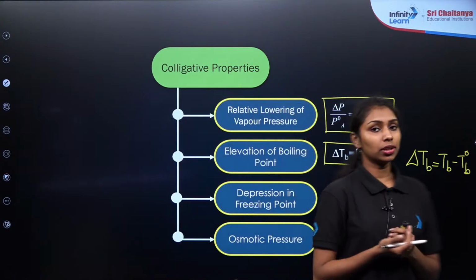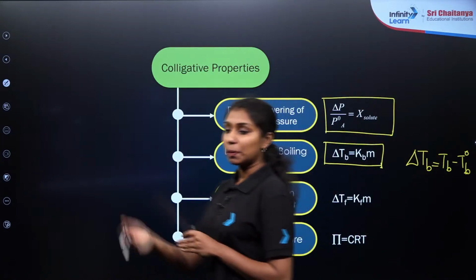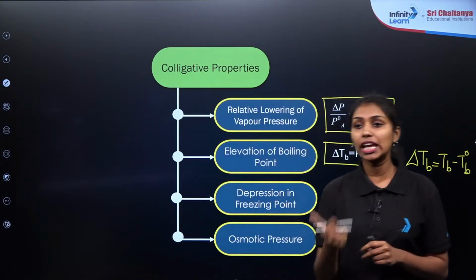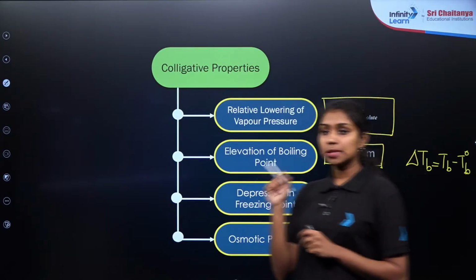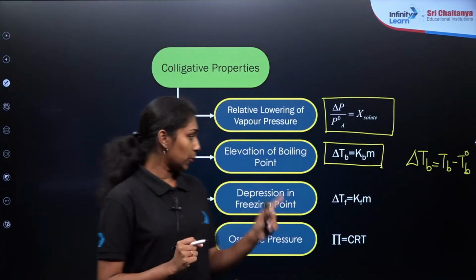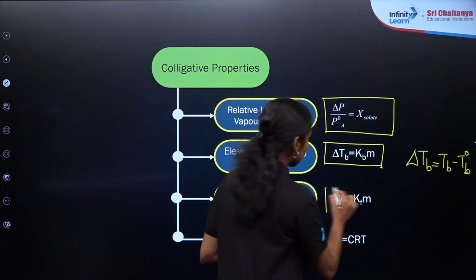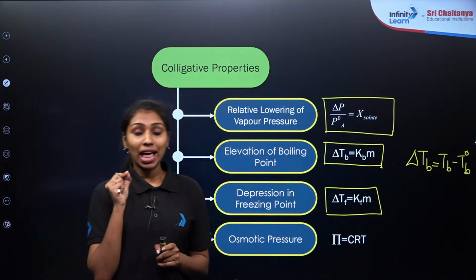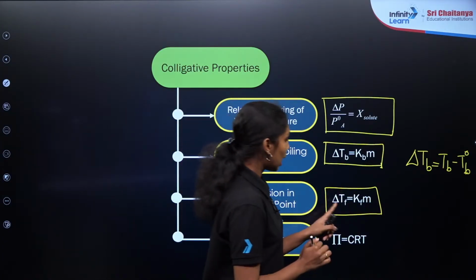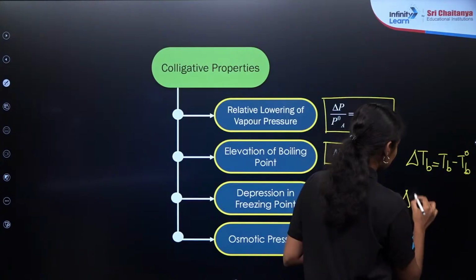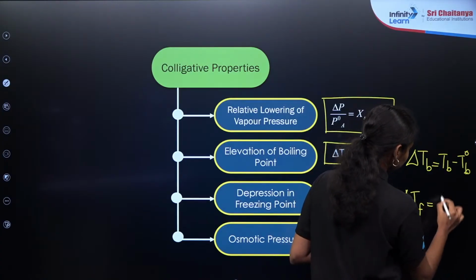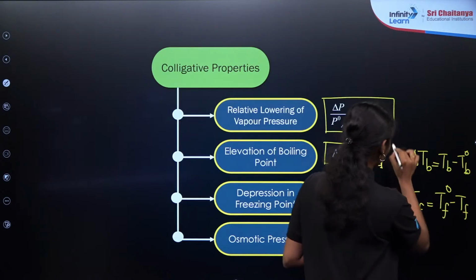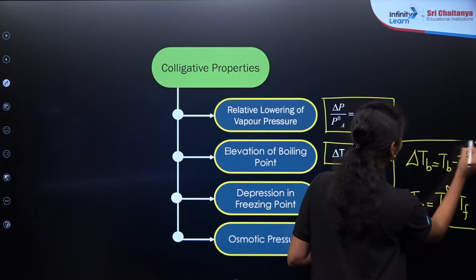Depression in freezing point. Vapor pressure decreases, so the freezing point also decreases. The name suggests the depression in freezing point of the solution. Similarly, it is also proportional to the molality of the solution. So we can give it as delta Tf, that is our depression in freezing point, is equal to Kf, the molal depression constant, into molality, right? How can we calculate delta Tf here? Tf naught minus Tf, right? Tf naught minus Tf. This is the important thing you have to keep in mind before doing the calculations.